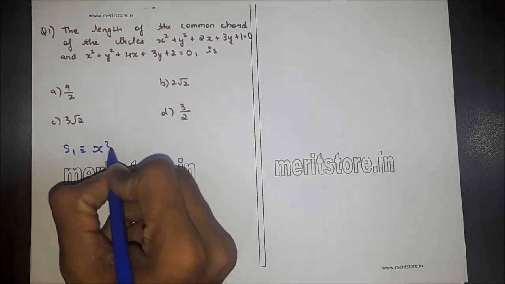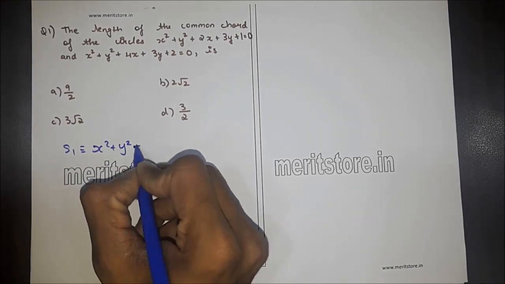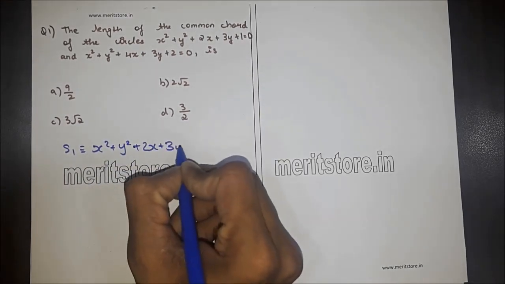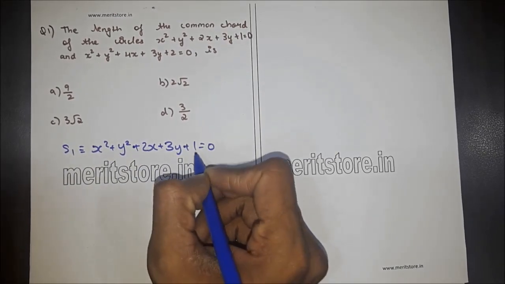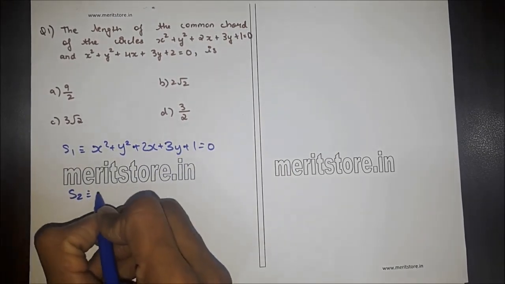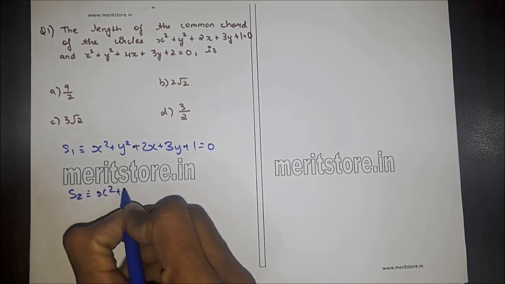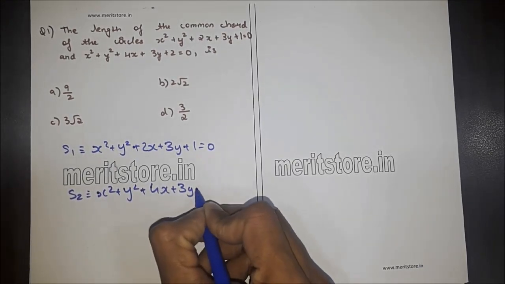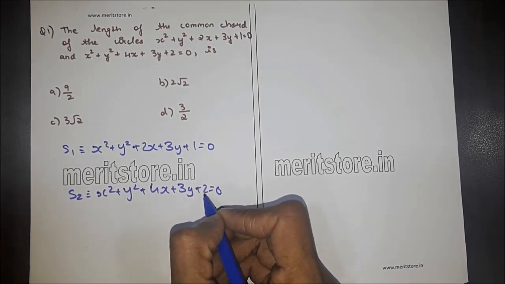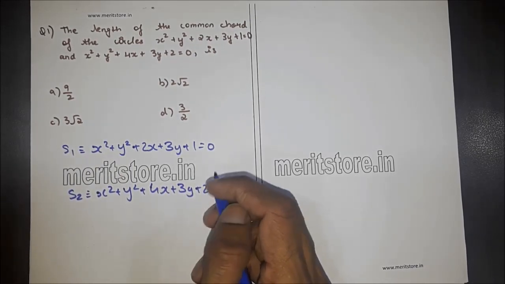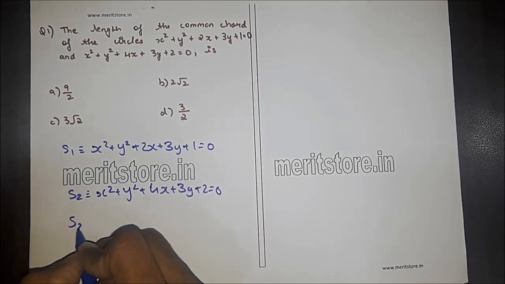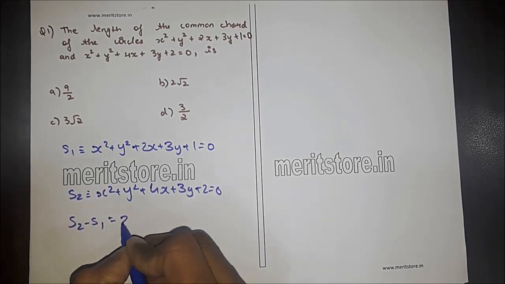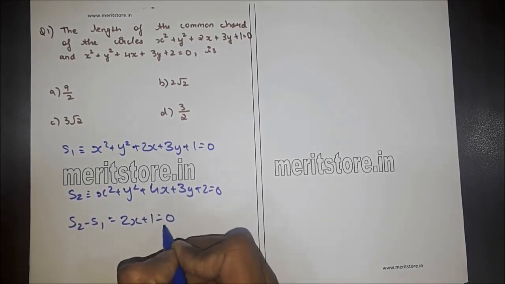Then the equation of circle S1 is x square plus y square plus 2x plus 3y plus 1 equal to 0, and S2 is x square plus y square plus 4x plus 3y plus 2 equal to 0. Then the equation of the common chord PQ is given as S2 minus S1, which is equal to 2x plus 1 equal to 0.